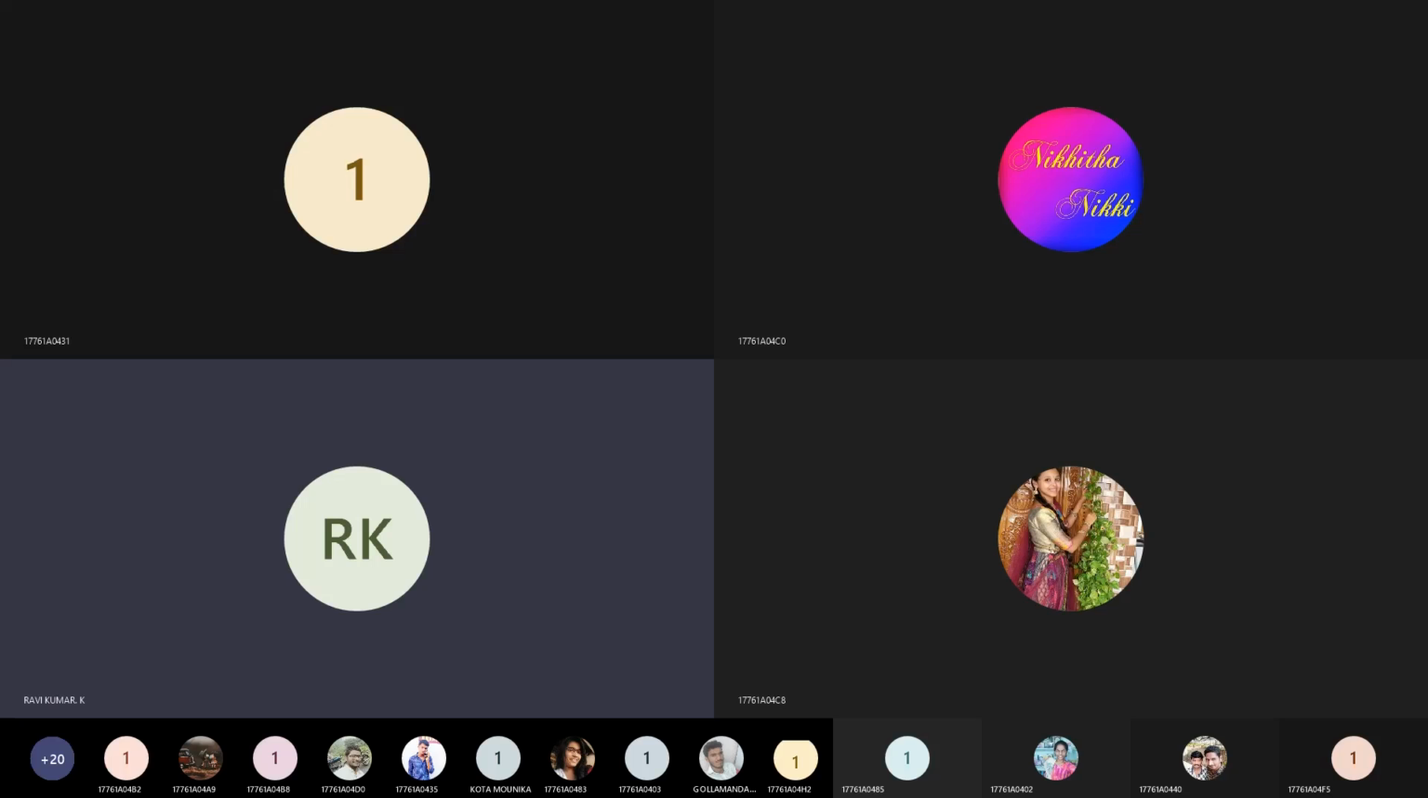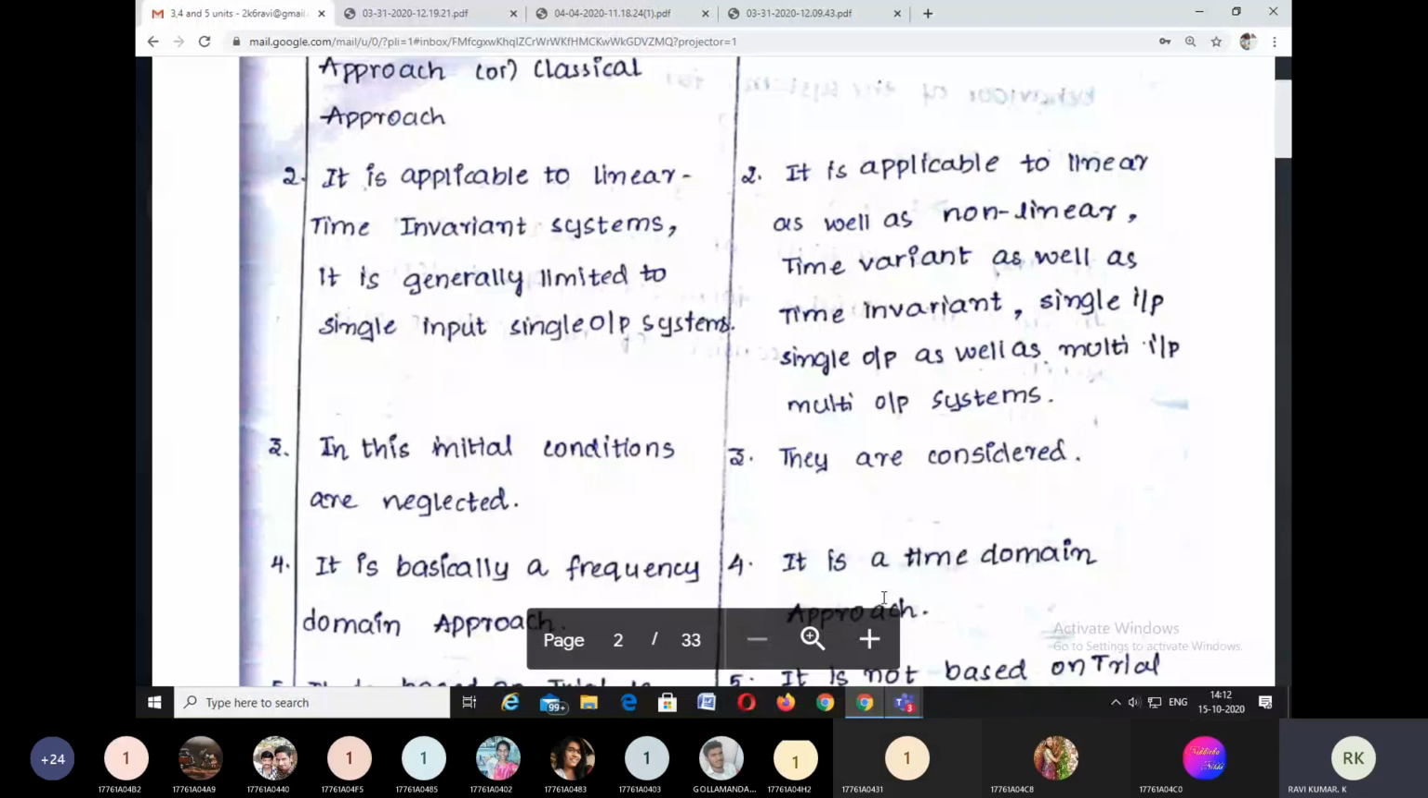See, in this class, we will discuss the fifth unit, that is state space analysis. In the first 4 units, we have discussed how to know the output of a system if you give some input like step input, parabolic input, and so on.